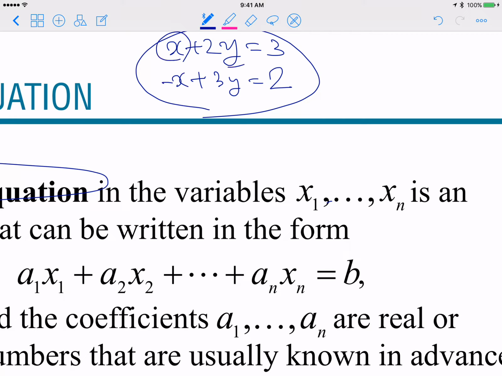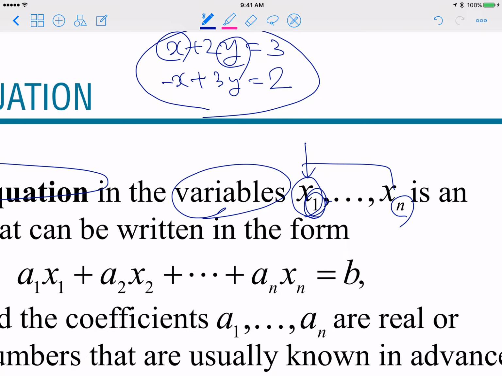Those x and y are called variables, but the number of these variables that we have to solve in one linear system could be really large. So instead of using x, y, z, and w, and so on, we enumerate them by using x with indices from 1 through n. So we have in total n different variables.